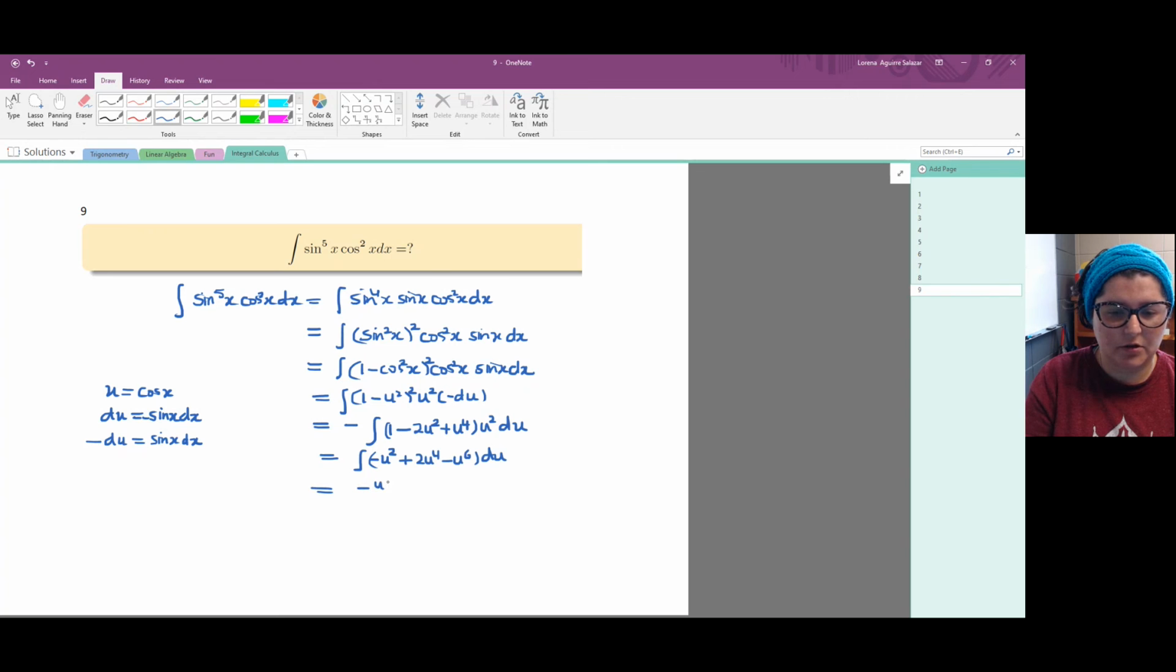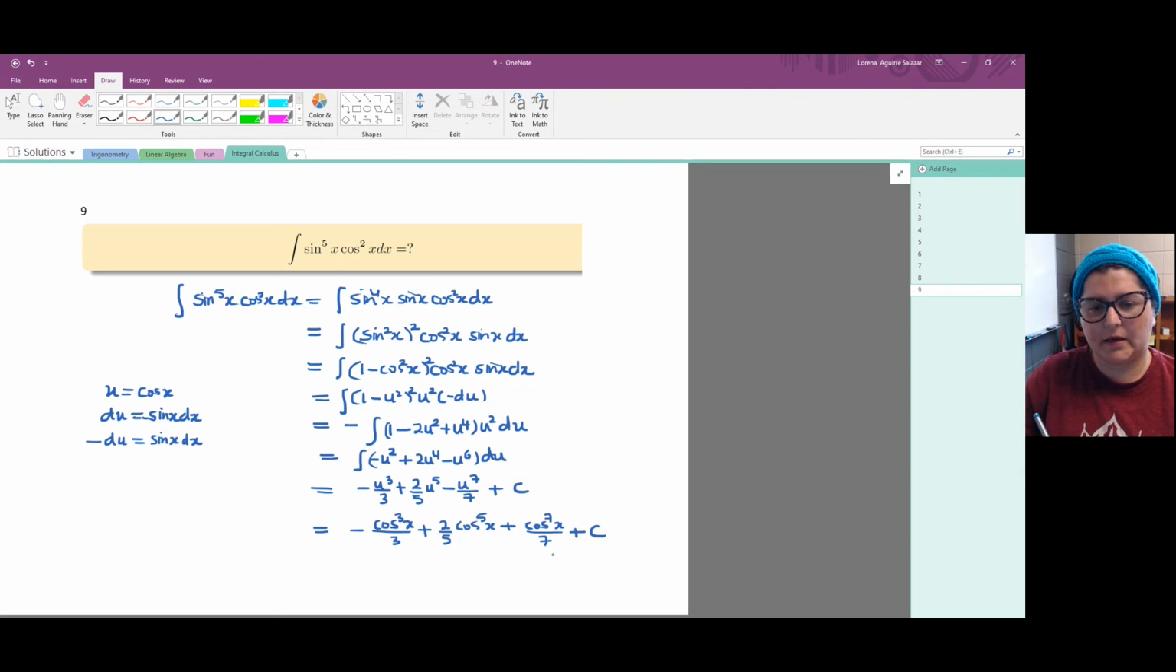So we get minus u cubed divided by 3 plus 2/5 of u to the 5 minus u to the 7 divided by 7 plus a constant c. So the integral we have here is equal to, let's go back to x, minus cosine cubed of x divided by 3 plus 2/5 of cosine of x to the 5th power, and then minus cosine to the 7th power divided by 7, and then plus a constant c.